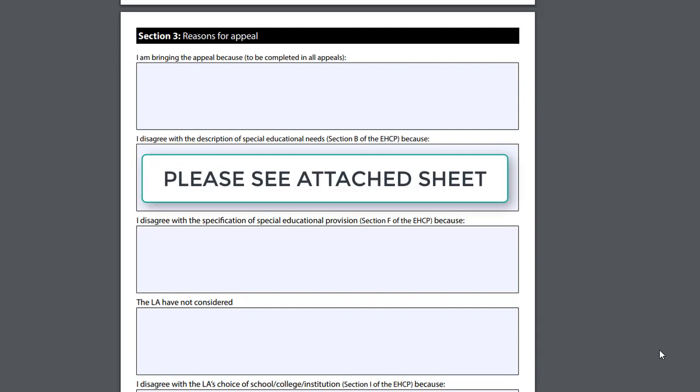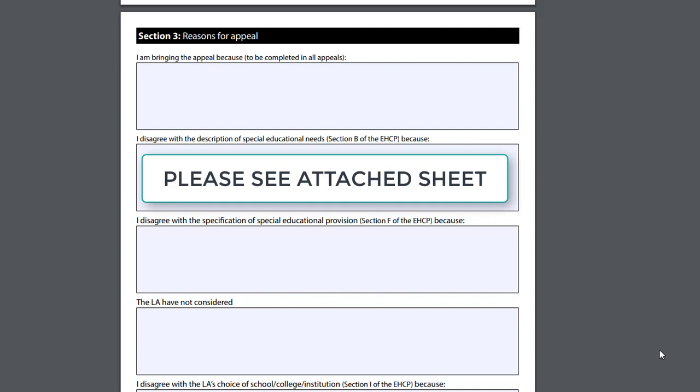If you would like more space to write your views, you can write in any of the boxes, "Please see attached sheet," and you can include this separate document when you email or post this form to the tribunal. Remember though to clearly mark this separate sheet "My Reasons for Appeal, Section 3," and then name the box you are responding to, and it's also helpful to include your child's name and date of birth.